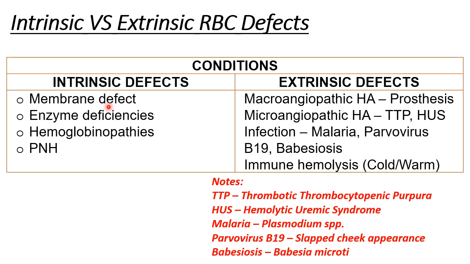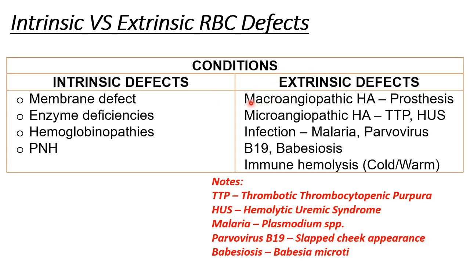Spherocytosis, elliptocytosis, ovalocytosis. Enzyme deficiencies, pyruvate kinase, and G6PD deficiency. Hemoglobinopathies, yung example dyan, sickle cell anemia and thalassemia. And yung PNH stands for paroxysmal nocturnal hemoglobinuria. The next, extrinsic defects naman.